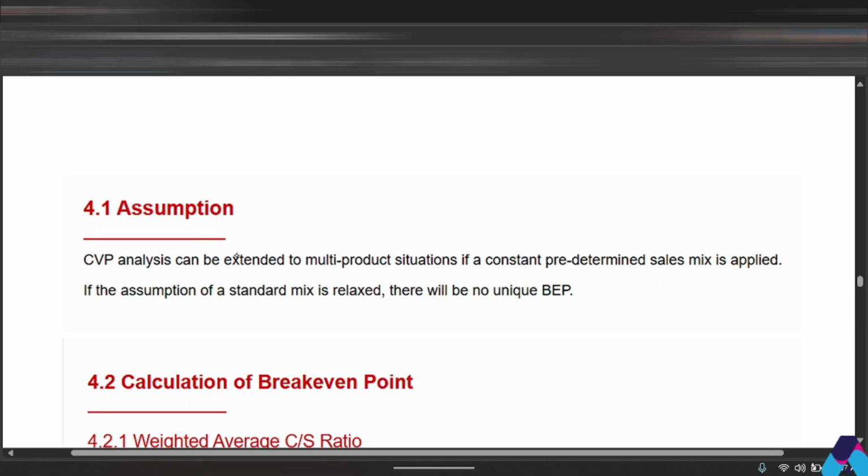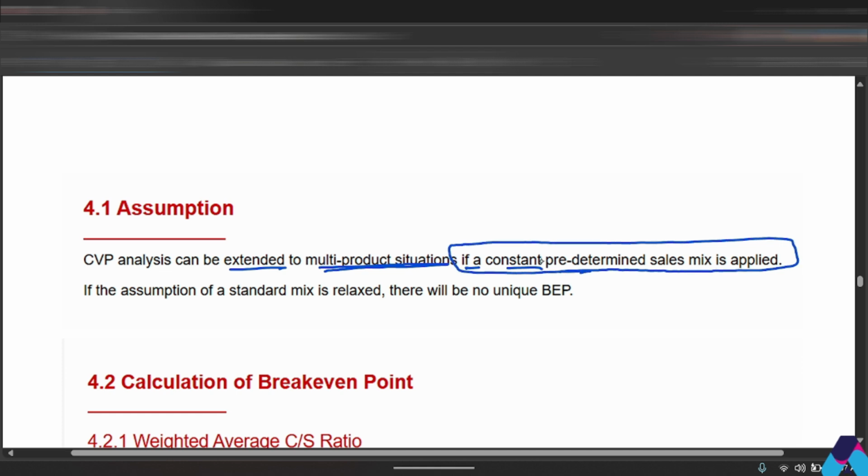As you can see over here, it says CVP analysis can be extended to multi-product situations if a constant predetermined sale mix is applied. So this is the assumption that you use in the multi-product situation, that there is a constant predetermined sale mix.